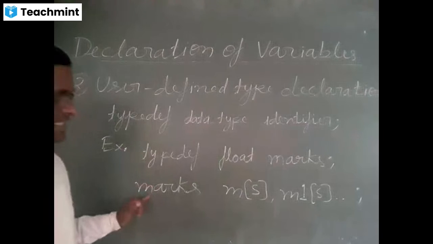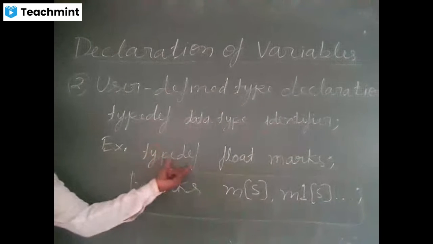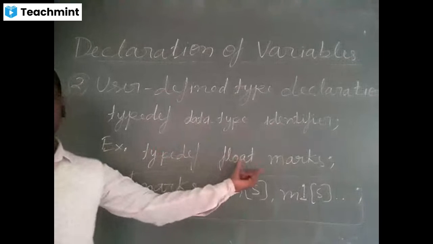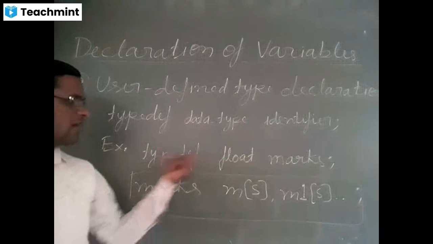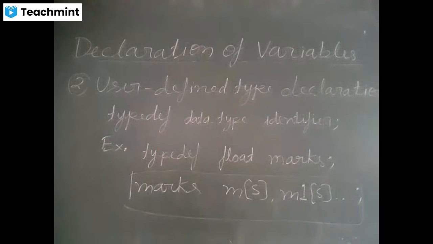But before using this line, they should declare the marks like this. First write the typedef, and then float, and then marks. So in such a way, the programmer can define any variable with their own choice. Such a declaration is called a user-defined type of declaration.